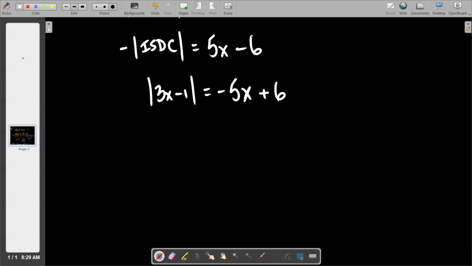So now we're going to do Splitsville. So we're going to say on one of our equations, just the stuff inside equals exactly what I see on the right. Bless you, negative 5x plus 6. The other equation is going to come from the stuff inside, unchanged, equals the negation of both halves of the right side, equals positive 5x and minus 6.